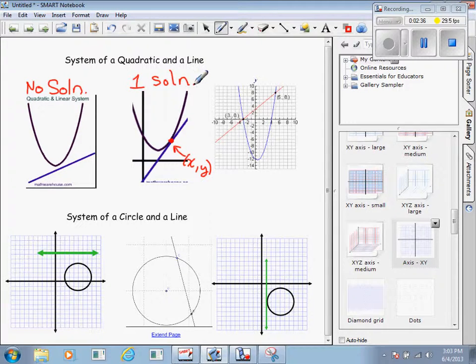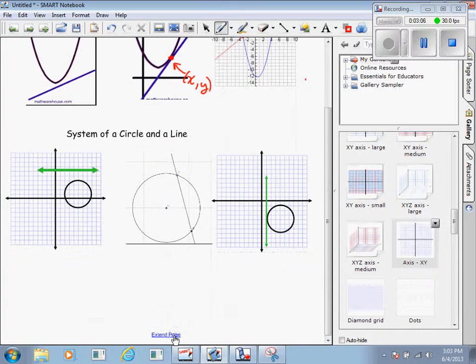Now, the third option is different. It's impossible to have a line and a parabola where the entire curve is exactly the same. However, it is possible to have a line and a parabola that intersect at two different points, as in this case, the point (5, 8) and the point (-3, ?) are places where the line and the parabola intersect. So this has two solutions, two different points that would satisfy both equations.